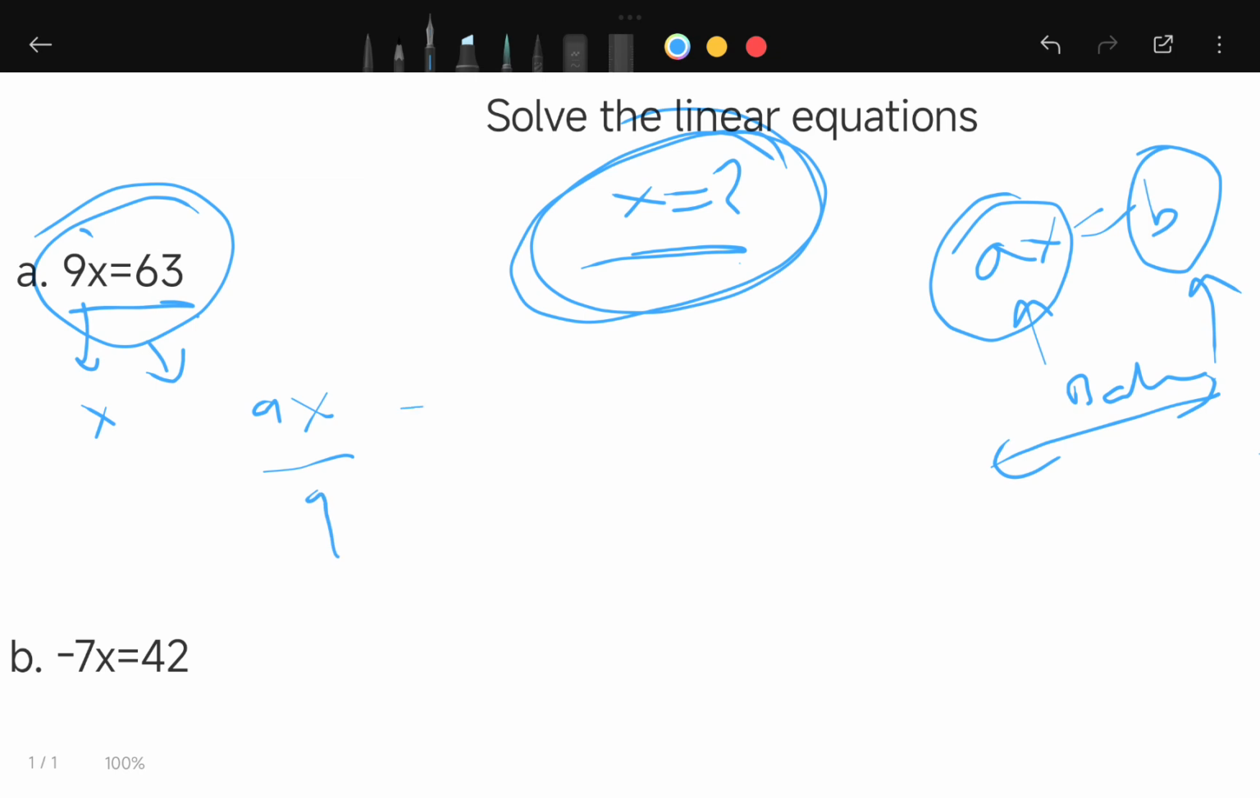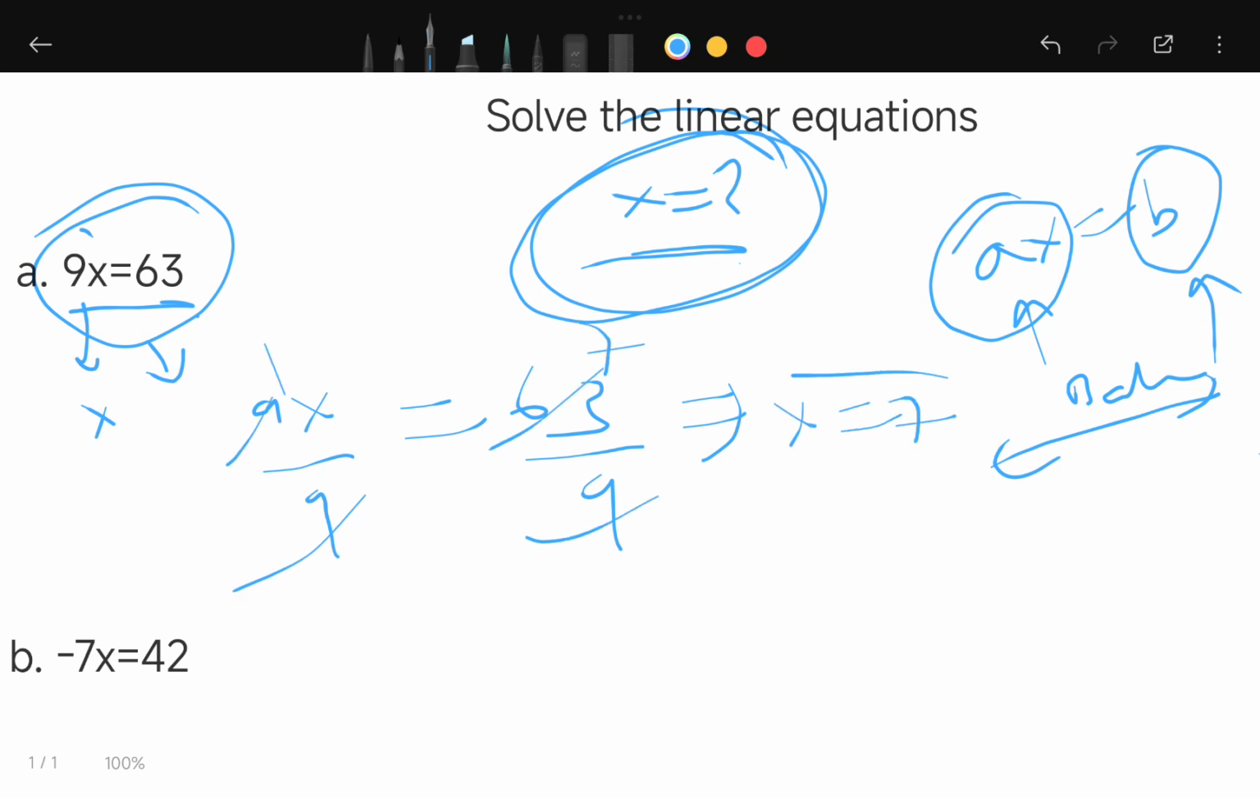9x by 9 equals to 63 by 9. It becomes 9 ones are 9, 9 sevens are 63. X equals to 7. So we solved the linear equation. X equal to 7 is the value for this equation. So now let's move on to the next problem.